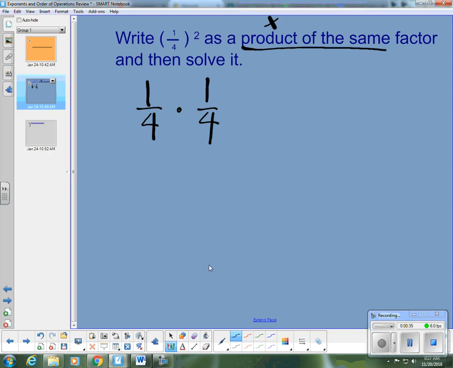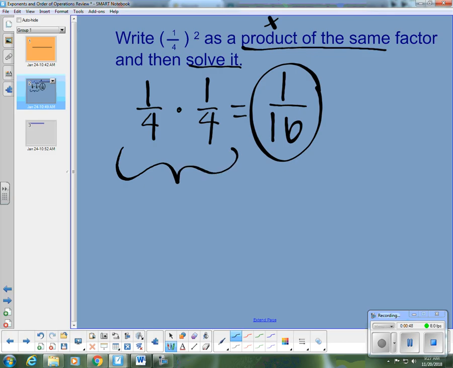The second part asks us to solve it. To multiply fractions, we just multiply straight across. 1 times 1 is 1, 4 times 4 is 16. So written as a product of the same factor, we wrote it out in expanded form, and then we solved it.